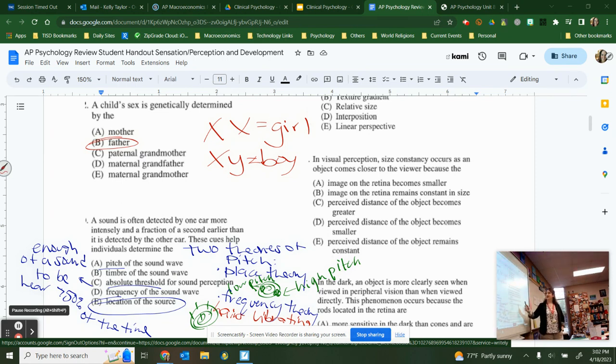Okay. Size constancy. Just breaking down the word.